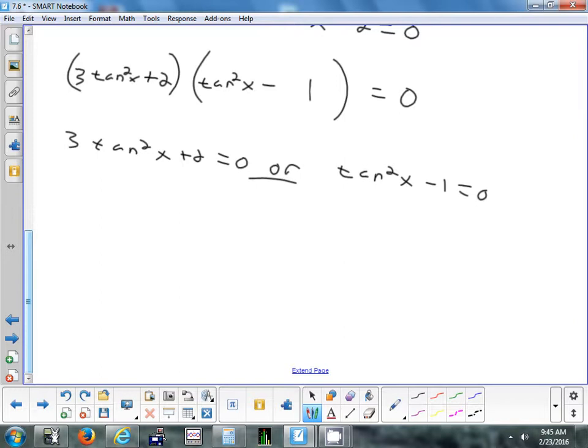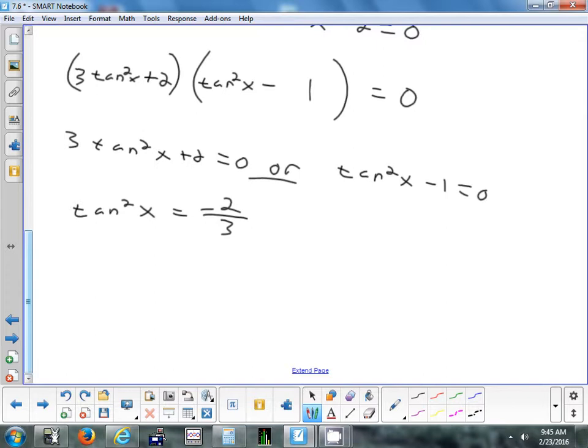Okay, watch what happens if you try to solve the one on the left. We're not going to have to worry about this one very long. What's the first thing you'd do to get tangent squared by itself? You'd subtract 2, and then what would you do? Divide by 3.